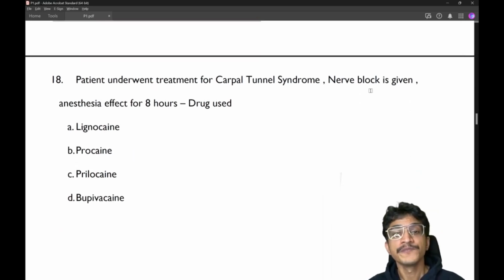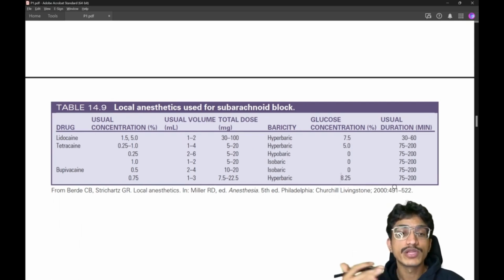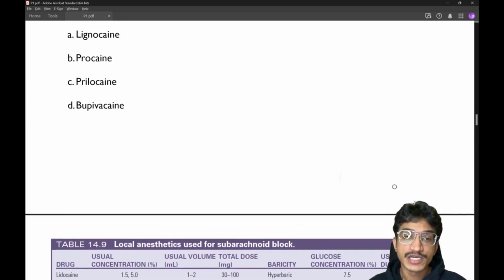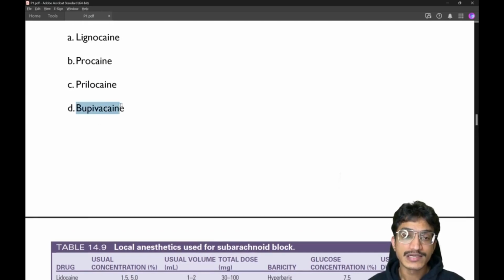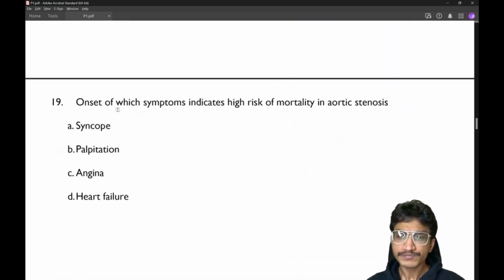Then a patient with carpal tunnel syndrome, nerve block given, lasting for 8 hours, so that is a long acting drug. If we take this table, the drugs having a long duration, that is 75 to 200 minutes, that is more than 4 hours. Amongst the options given, bupivacaine, we also know that it is a long acting anesthetic, so that seems to be the answer in this case.